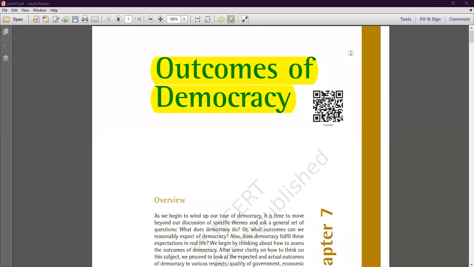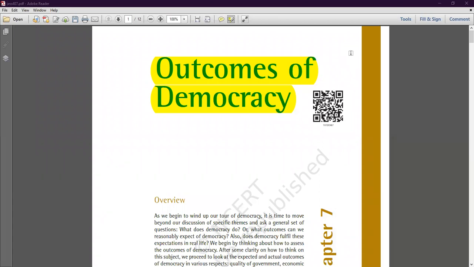Hello, dear students. In this class, we're going to revise chapter number 7 of your class, Outcomes of Democracy. As you can understand from the title itself, outcomes simply means the results. So what have been the results of democracy so far? And how can you assess democracy?